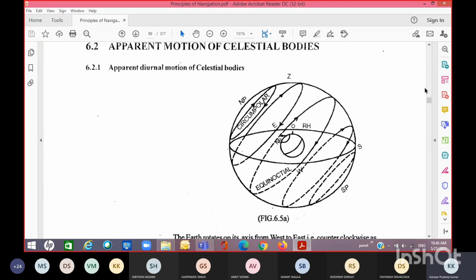Apparent motion of celestial bodies. By looking at this diagram, can you tell me what time of the year is it? Which period? Summer, winter, which hemisphere? Sir, summer, sir. Right, very good.